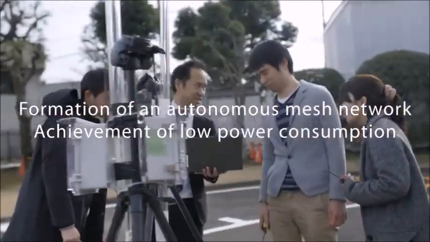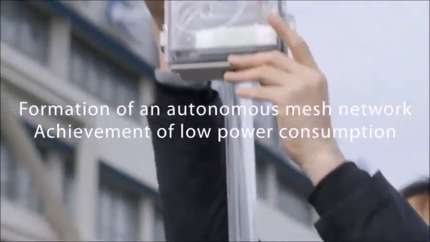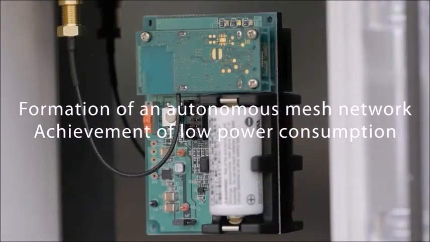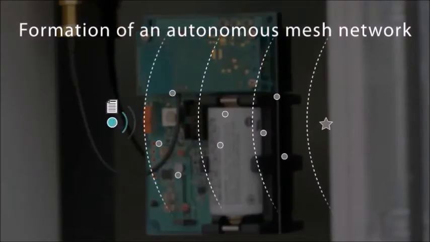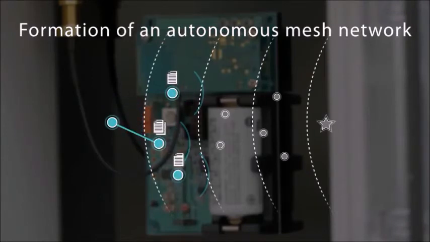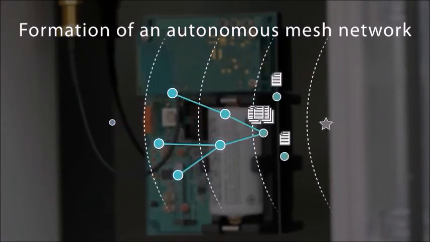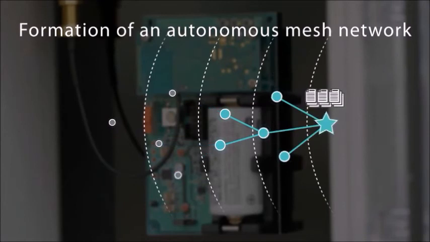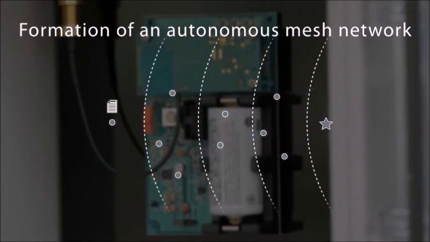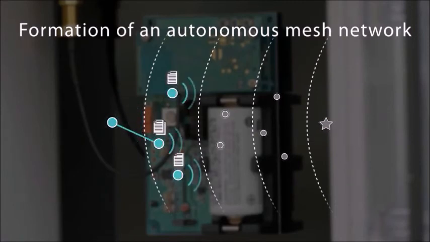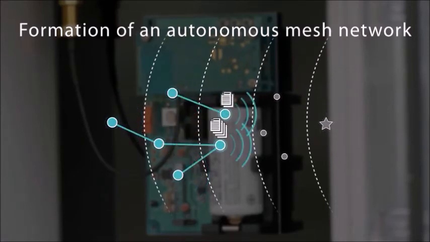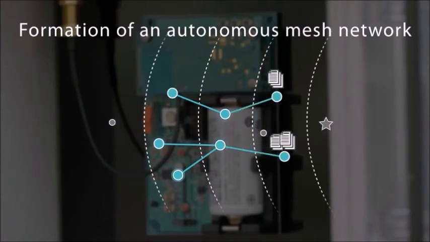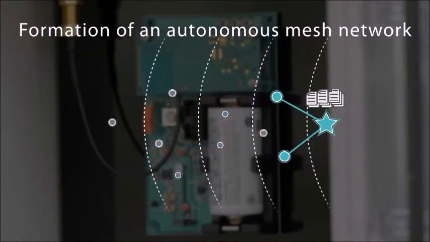The important factors in this technology are the formation of an autonomous mesh network and achievement of low power consumption. Without the use of special settings, each wireless sensor autonomously recognizes ambient conditions, adjusts the timing of communications, and forms a communication network with neighboring sensors. By adapting to various conditions, the wireless sensor network gathers sensor data reliably across a wide area in a bucket relay format.